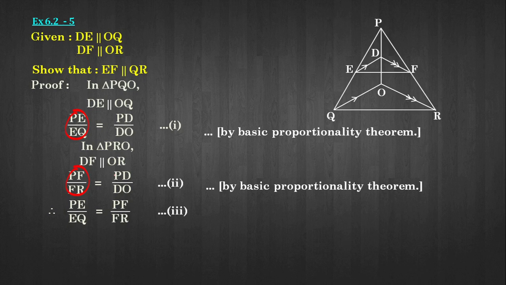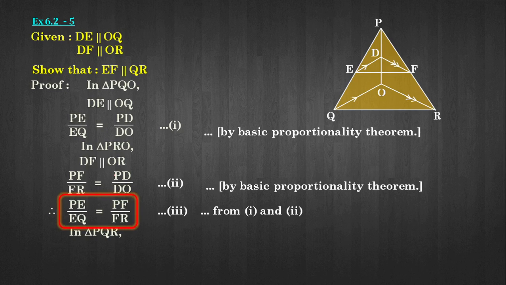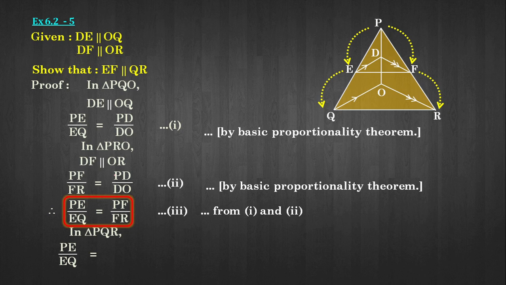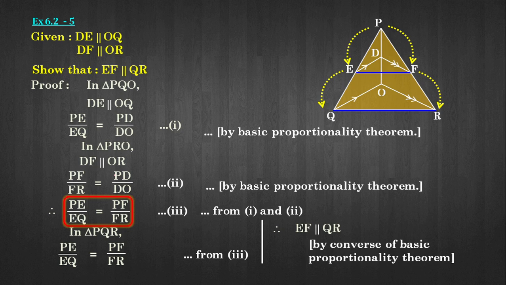From equation 1 and 2, hence the proof. Therefore, we can say that in triangle PQR, PE by EQ is equal to PF by FR from equation 3. Therefore, EF is parallel to QR by the converse of BPT theorem, we can say.